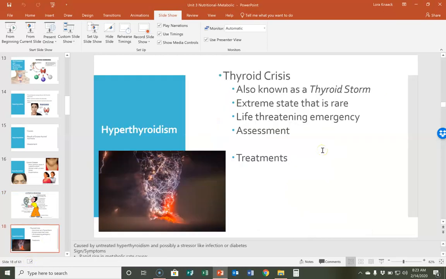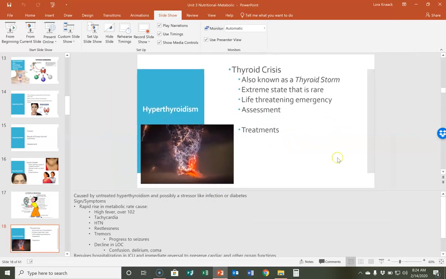All right, thyroid crisis, also known as a thyroid storm. This is an extreme high metabolic rate. It is rare and a life-threatening emergency. So I've got my little picture here. This is actually a thunderstorm over a volcano that is active. Isn't that kind of cool? This is a real photo that was taken. Not mine. That would have been cool, but no, not mine.